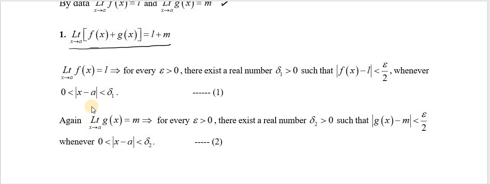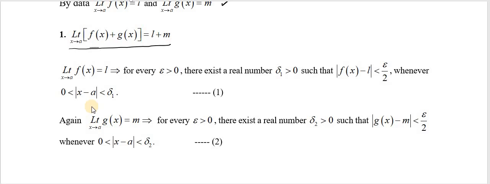Why are we taking epsilon by 2 here? In the definition we are going to get epsilon only. But in this situation I am taking epsilon by 2, because at the end I need epsilon. For that purpose I am going to take epsilon by 2 here. Take this as equation 1.